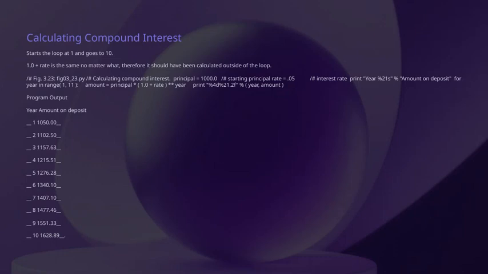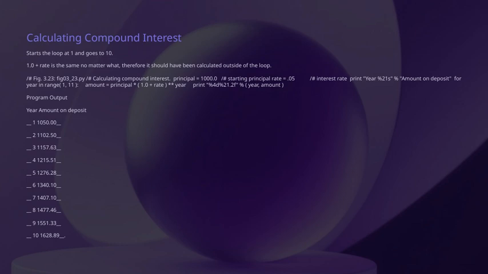Let's walk through how we calculate compound interest in this example. We start by setting the initial principal to $1,000 and the interest rate to 5%, or 0.05. Now, notice that the expression 1 plus the rate remains constant throughout the calculations, so it should be computed outside of the loop for efficiency.